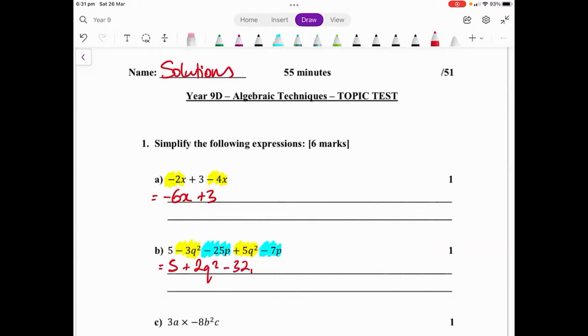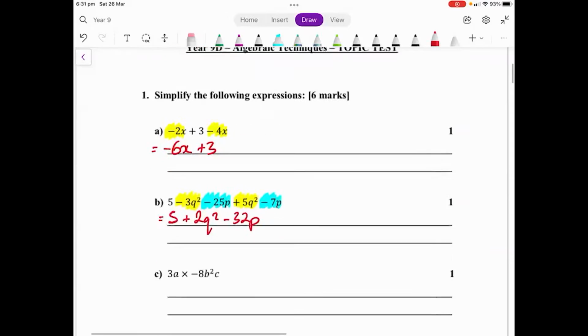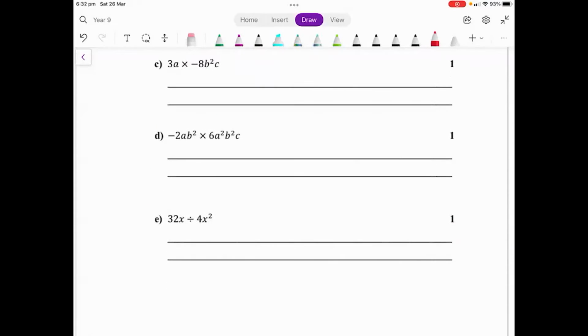Question c, we multiply the coefficients. 3 times minus 8 is minus 24, and we leave all the pronumerals the same. So that's minus 24ab squared c.